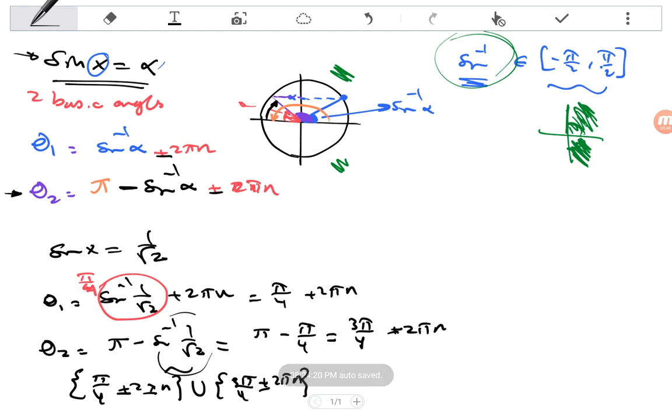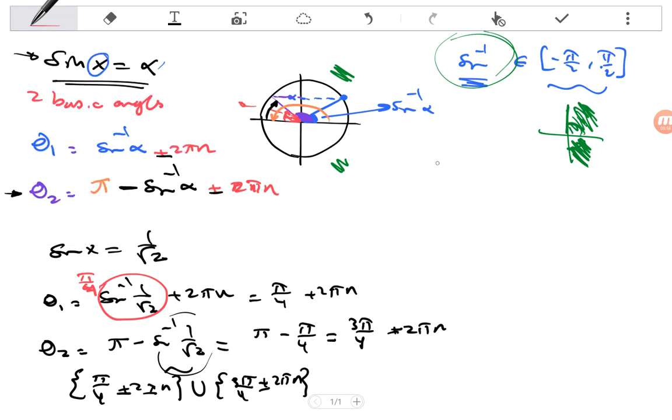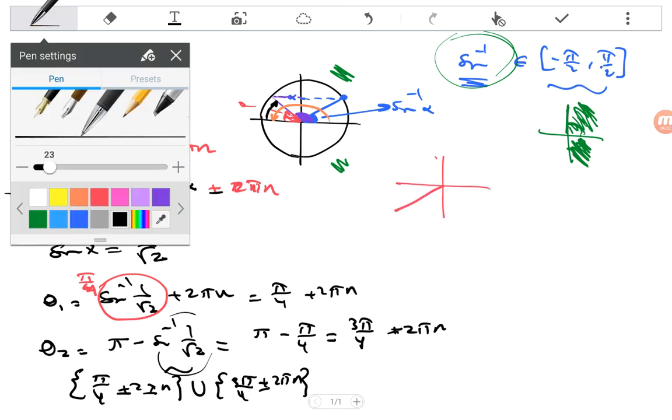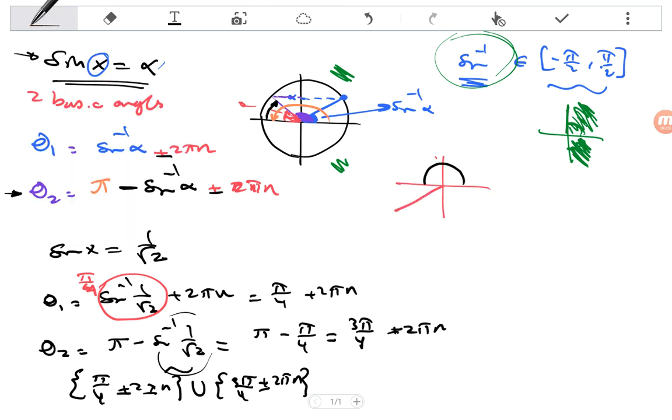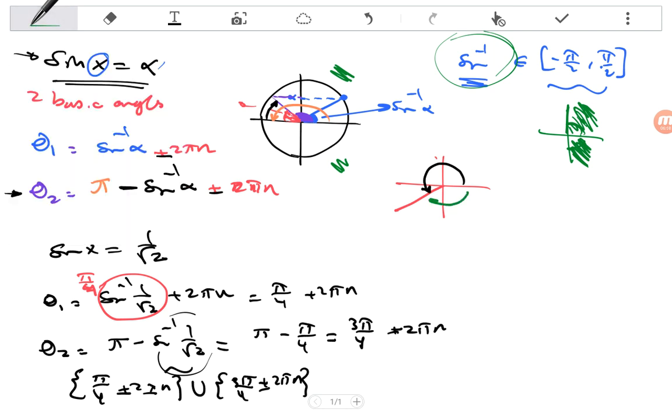Okay, so this is the solution set of this equation. But we have an important notice in this case. If I ask you, if I have this angle, for example, is it better to measure it in this way or to measure it in this way? Is it better to measure it with the black way in the positive direction or in the negative direction like the green way?